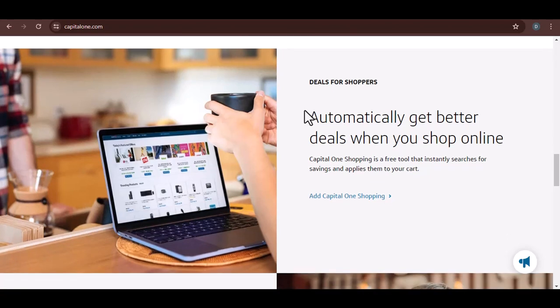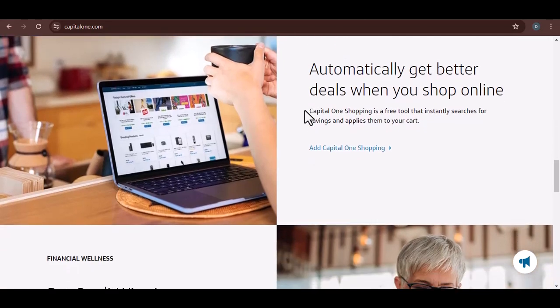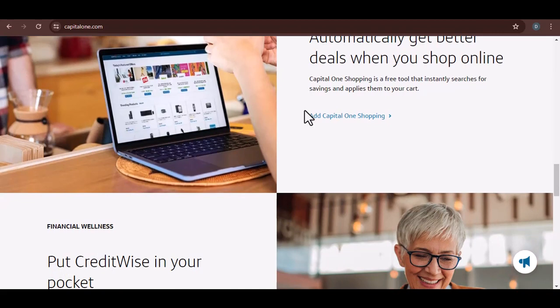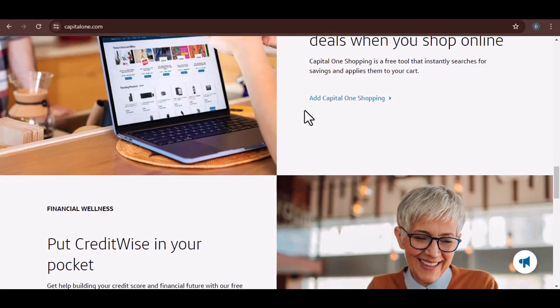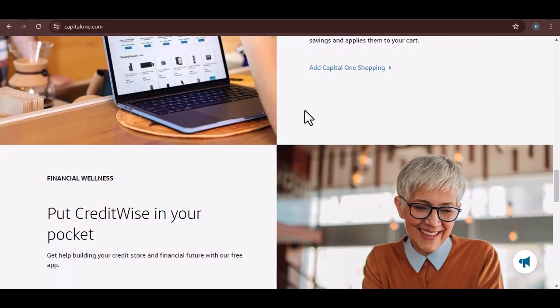Pros and cons of store cards. Store cards can be a good fit for loyal shoppers, but there are downsides to consider. Pros: targeted discounts, store-specific rewards, easier approval. Cons: limited use outside the store, potentially high interest rates, temptation to overspend.